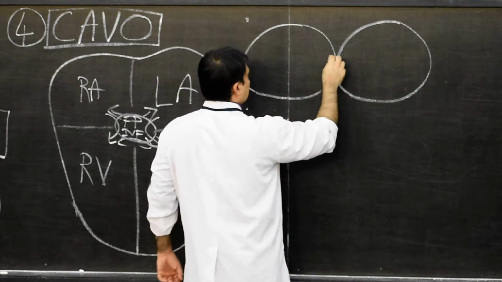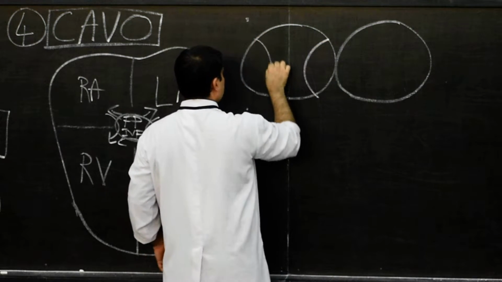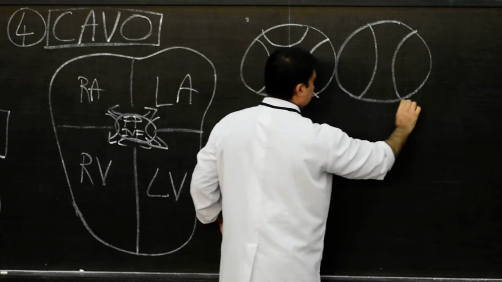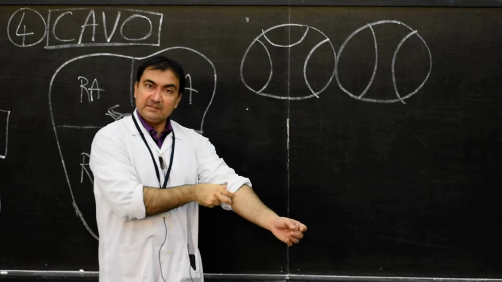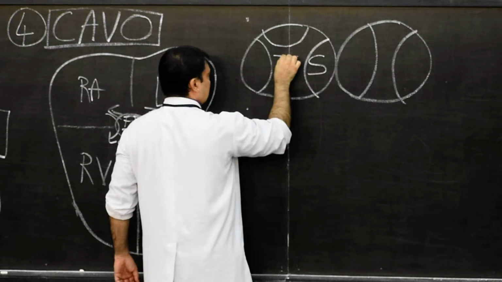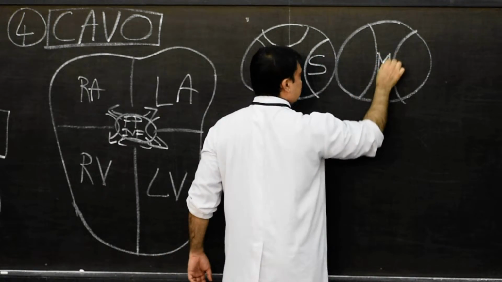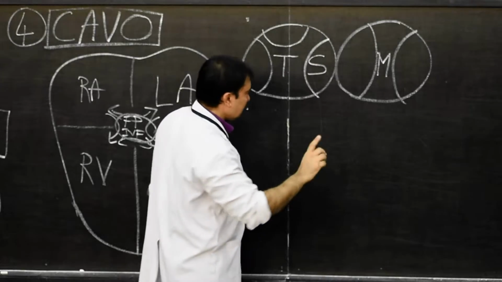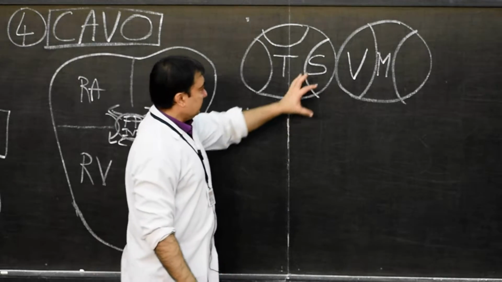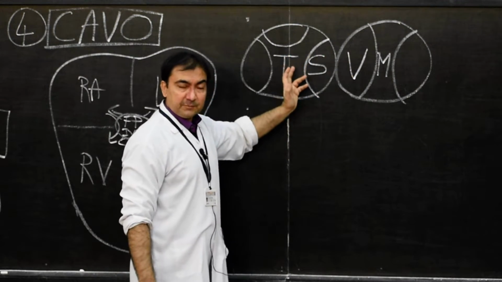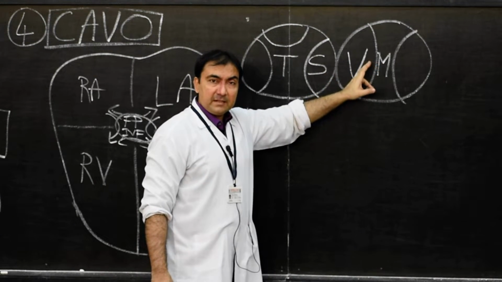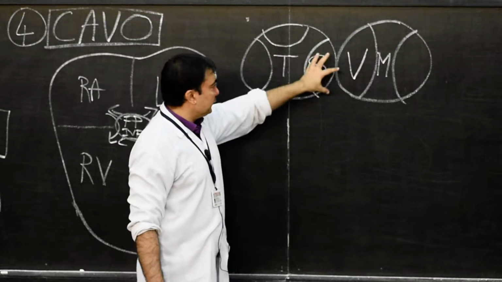Tricuspid. How the tricuspid valve was there? 1, 2 and 3. Here bicuspid 1 and 2. Bicuspid means 2 valves and tricuspid means 3 valves. Now what will happen here will be the septal cusp of tricuspid valve, the right atrioventricular valve, and the ventral cusp of the bicuspid, that is the mitral valve, the left atrioventricular valve. They will fuse with each other.